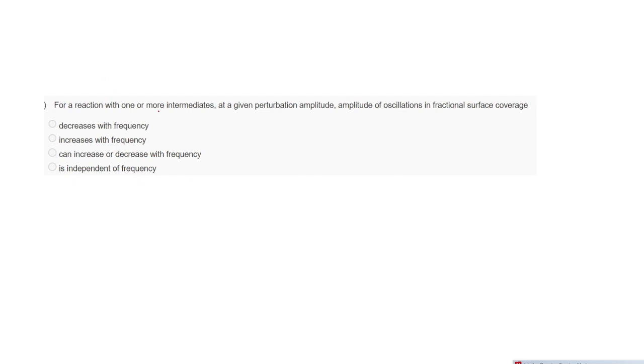For a reaction with one or more intermediates at a given perturbation amplitude, amplitude of oscillation in fractional surface coverage decreases with frequency, increases with frequency, can increase or decrease with frequency, is independent of frequency. For this, the sir had told in the lecture, it will decrease with the frequency.